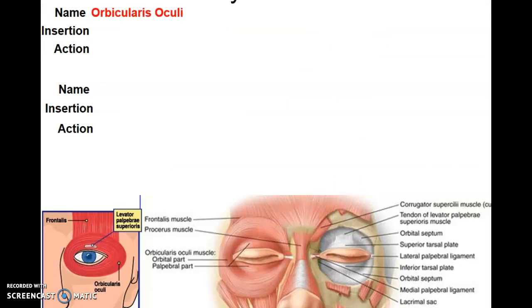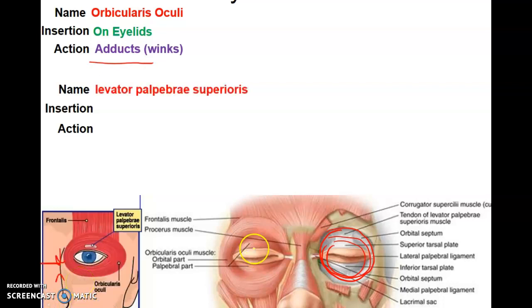So, the orbicularis oculi, that is going around your orbit, like so. And it is attached to your eyelids. So its insertion is your eyelids. And it winks. Technically, it is adducting your eye. You are closing your eye. It is going towards the midline. So it is adduction.